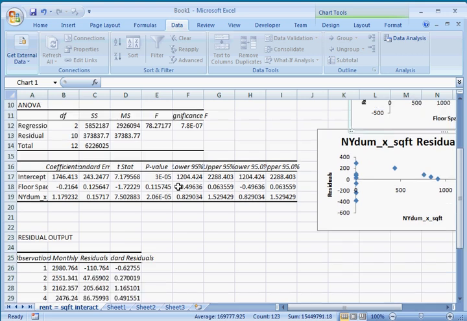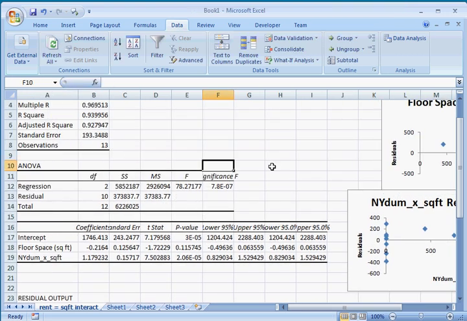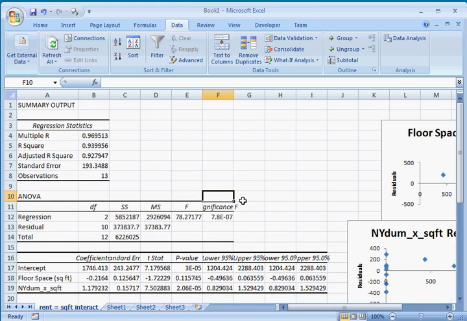Now what do we see here? Well, you can see whether these are significant or not. It looks like our interaction term sucks up most of what we have going on. New York dummy x square foot seems to be capturing most of this, and what this is saying is we still have a negative relationship. That's not good. This is probably not a very good model.